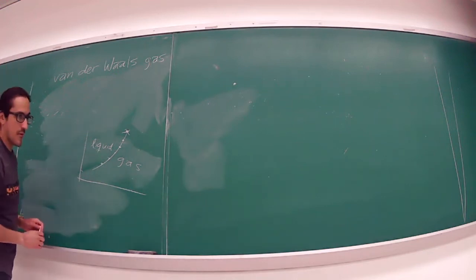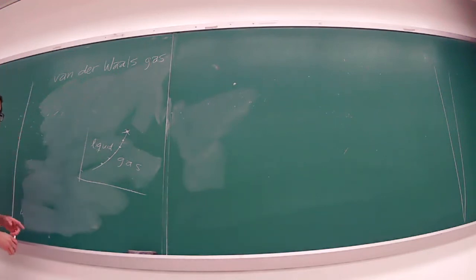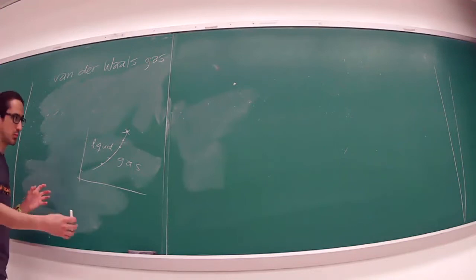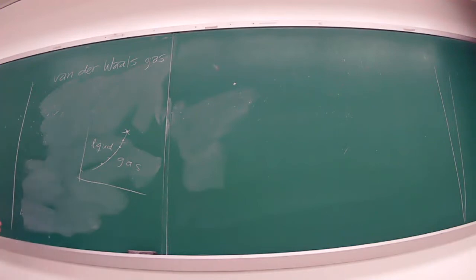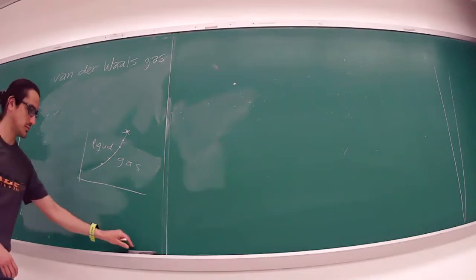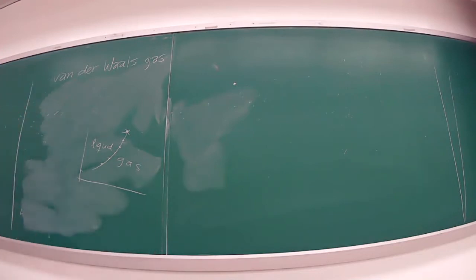So with the ideal gas law, there's no way to make molecules stick together. So we have to make some small, pretty small corrections actually, or adjustments to the ideal gas, and then we'll be able to get molecules to stick.